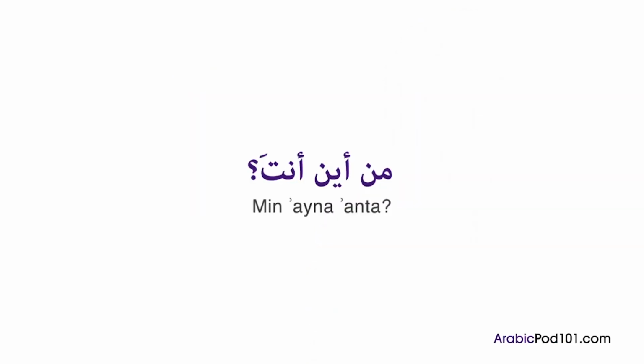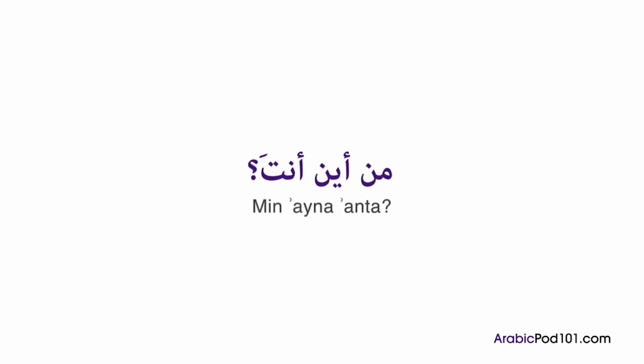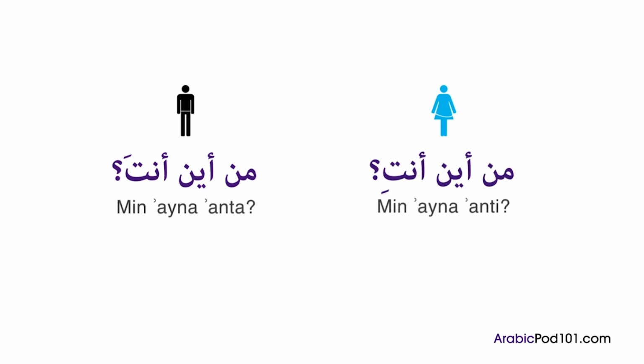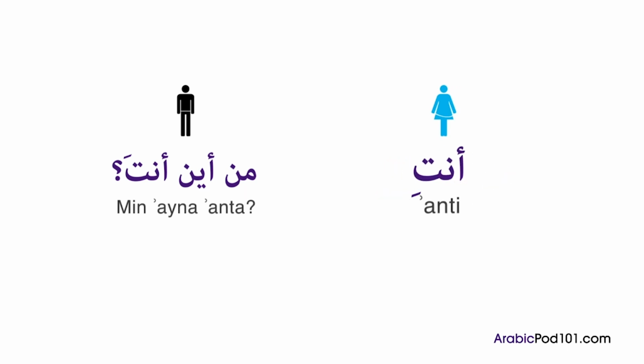Unlike other languages, Arabic sentences can be complete without any verb. So in the sentence min ayna anta, min means from, ayna is where, and anta is you. No verb is needed for the sentence to be complete. You're familiar with the feminine and masculine versions of the words, so in this case, if you're a girl, you will be asked min ayna anti? Anti is the feminine form of anta or you.